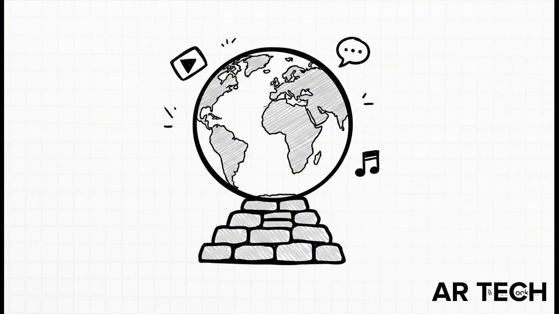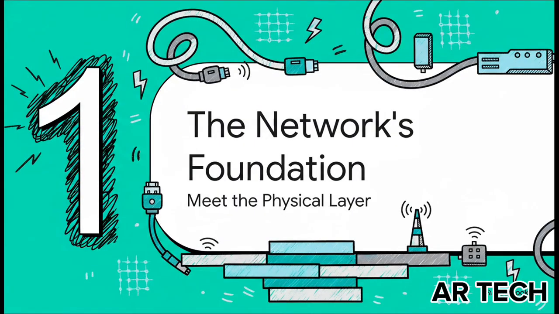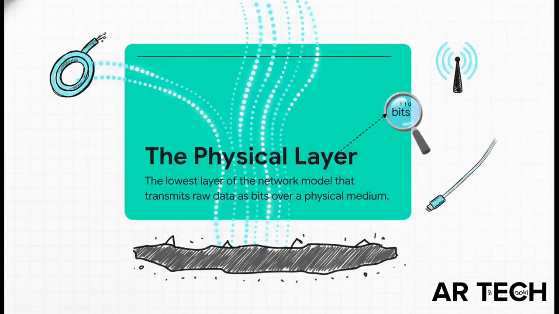The entire global internet, every video you watch, every message you send, every single bit of data, it all rests on a very real, very physical foundation. And that foundation? Oh, it has a name. In the world of computer networking, we call it the physical layer. Okay, I know, that sounds super technical, but let's break it down.